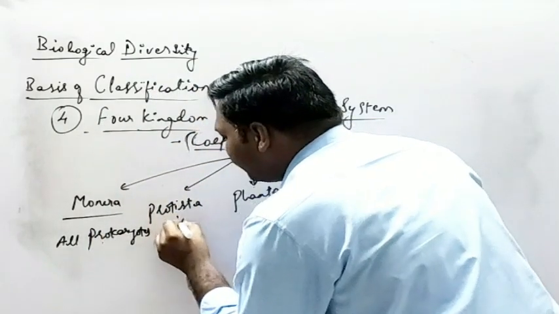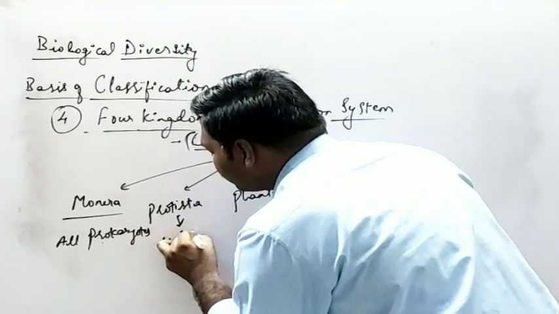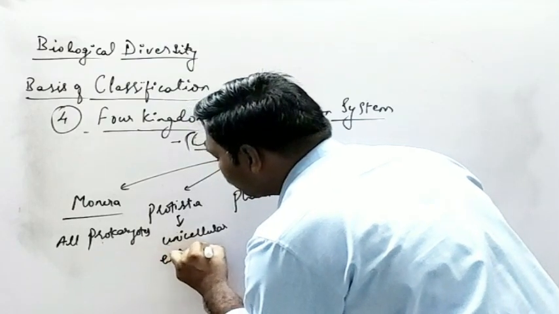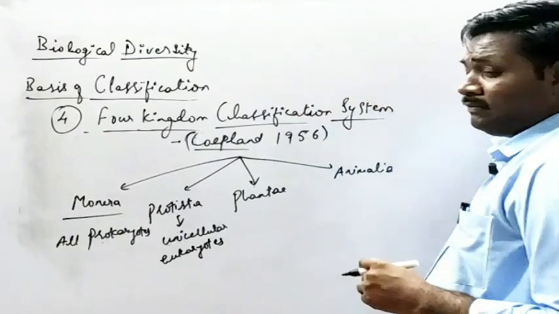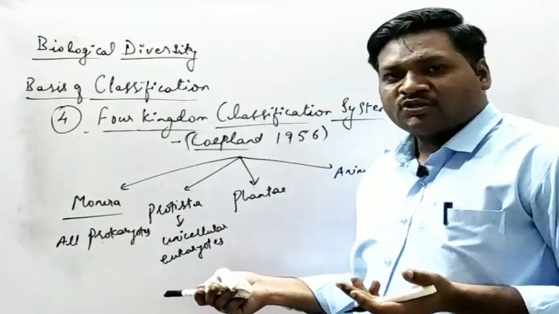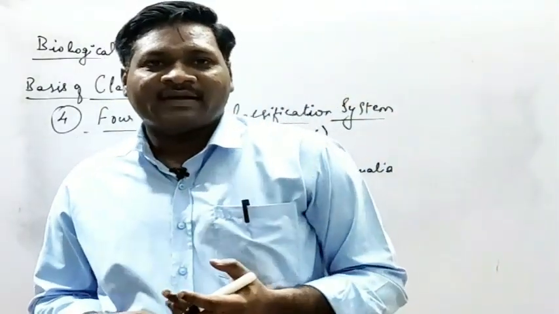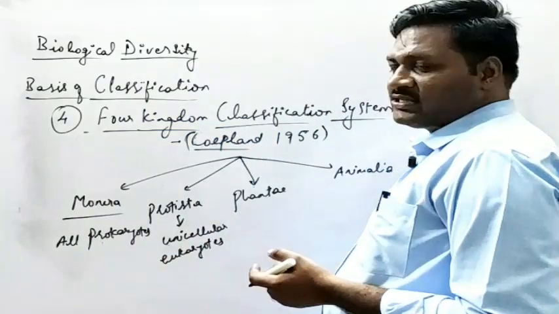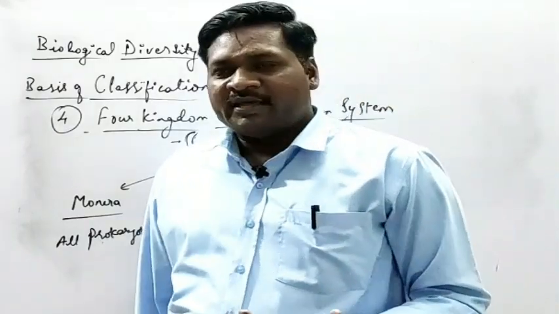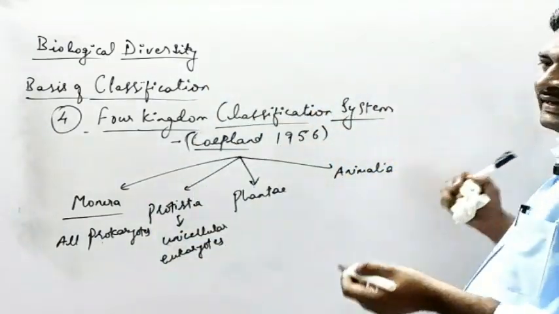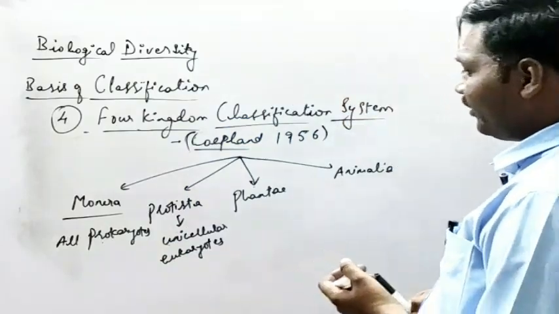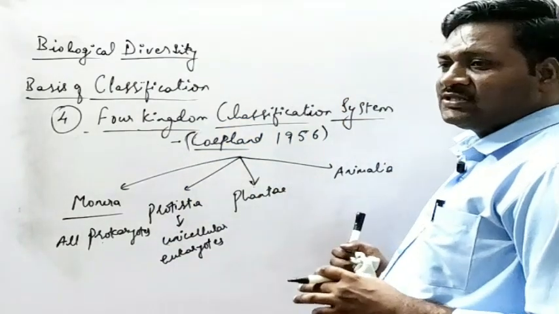In Protista you can add unicellular eukaryotes. Then, because one more kingdom was to be found later, other unicellular eukaryotes like fungi are also there, some are filamentous, which were also included under this Protista itself. Then Plantae, this consists of different types of plants. Then Animalia, again in animals vertebrates, invertebrates are there. Okay, different classes of animals can be studied. So this was the 4 kingdom classification system.